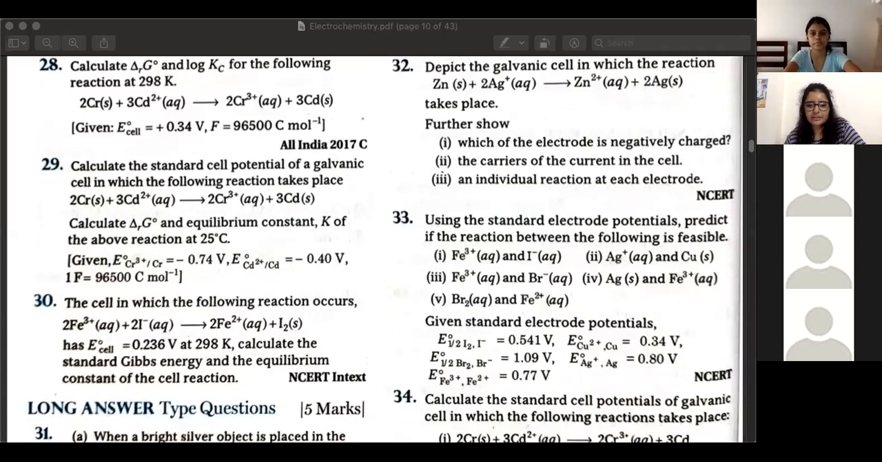We'll go with a simple question here, NCERT in-text question. Look at question number 30. The cell in which the following reaction occurs. It has E0 cell equal to 0.236 volts at 298 Kelvin. So temperature is standard. You can go with 0.059. Calculate the standard Gibbs energy and the equilibrium constant of the cell reaction. So one, you need to calculate delta G naught. And second, you need to calculate the equilibrium constant Kc.